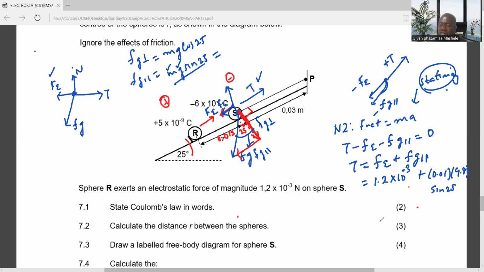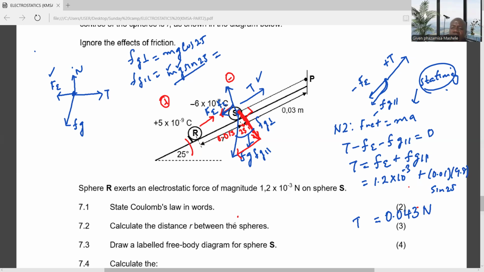Then this will give us the tension. The tension will be 1.2 times 10 to the power minus 3 plus 0.01 times 9.8 sin 25. This will give us a tension of 0.043 newtons, which is approximately 0.04. So there are three forces that are actually horizontal.